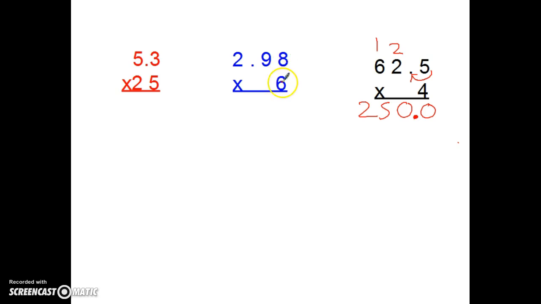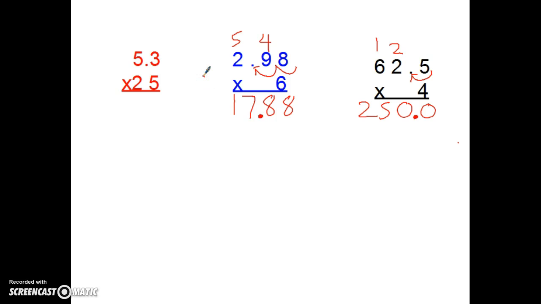Try the second one. 6 times 8 is 48. 9 times 6, 54, plus 4 more is 58. 6 times 2 is 12, plus 5 is 17. This time I had to count over 2 spots to my decimal, so in my answer I'm going to count over 2 spots in my decimal. My answer is 17.88, 17 and 88 hundredths.